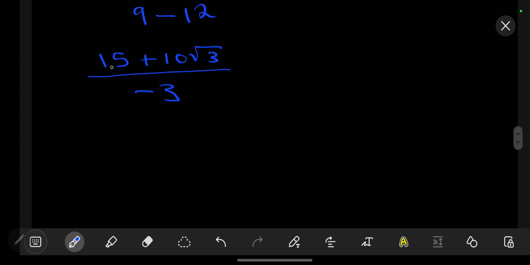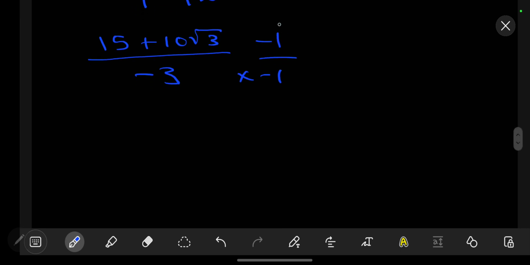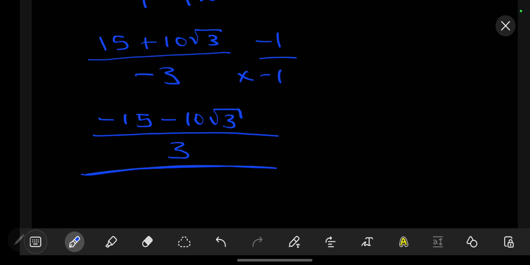So by the distributive property of denominators, this is the same as 15 over negative 3, then we have plus 10 square root of 3 over the negative 3. Anyways, we are just rationalizing the denominator. So we are just going to multiply the negative on both the top and the bottom, so that there is no negative on the denominator. So we have negative 1 multiplying everything there. It will be negative 15 minus 10 square root of 3 over negative 1 times negative 3. We are going to have a 3 like that.